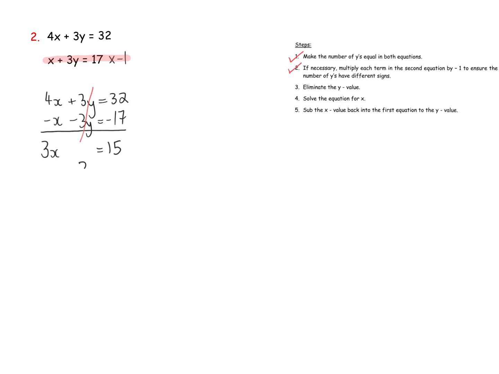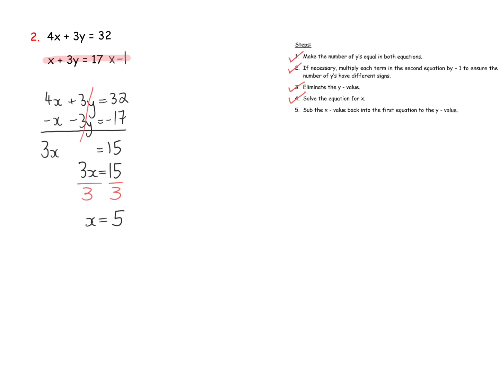We then know that 3x is equal to 15. We need to figure out what x is, so we divide both sides by 3. And we get that x is equal to 15 divided by 3, which is 5. Then we've eliminated the y value in step 3 and we've solved to get the x value in step 4, which is completely correct. Then we take the equation, either one, it doesn't matter which one, and we sub in x is equal to 5.